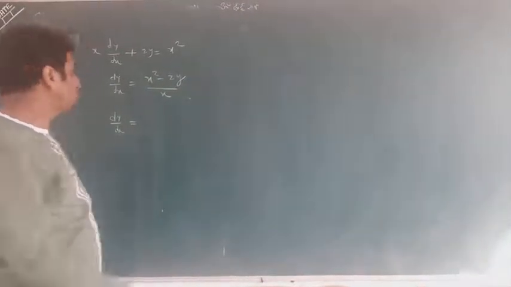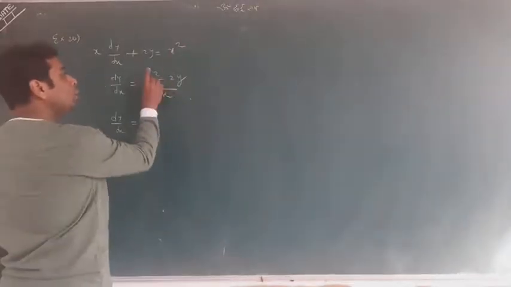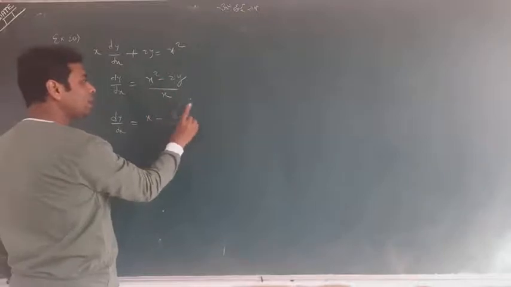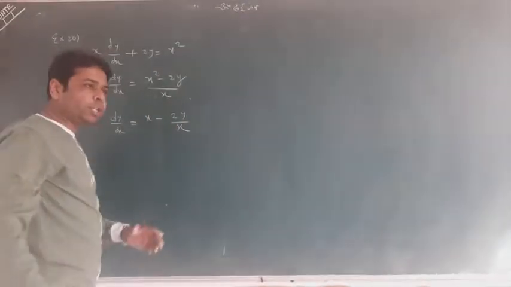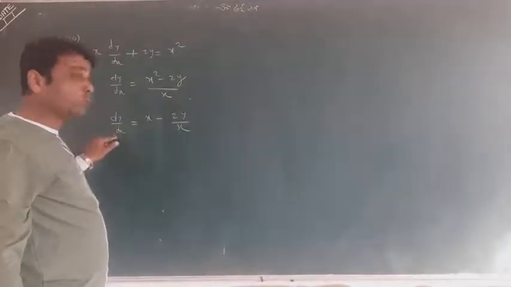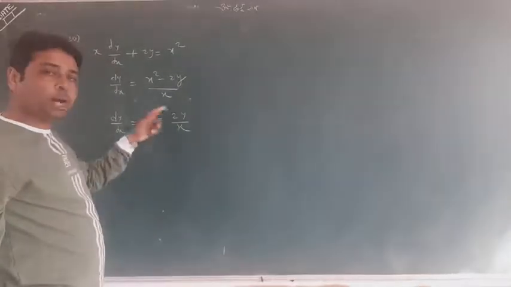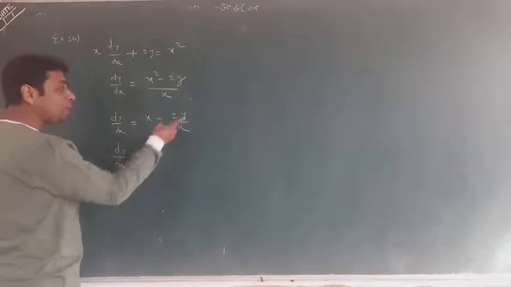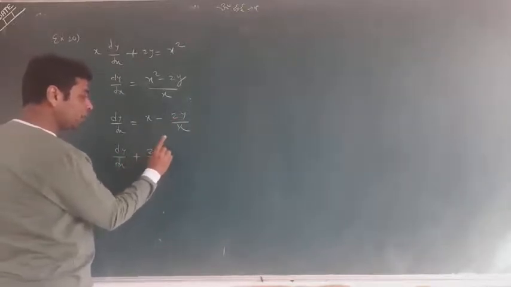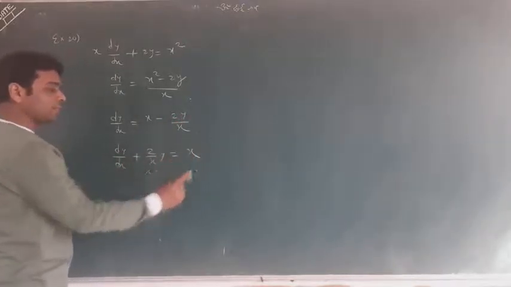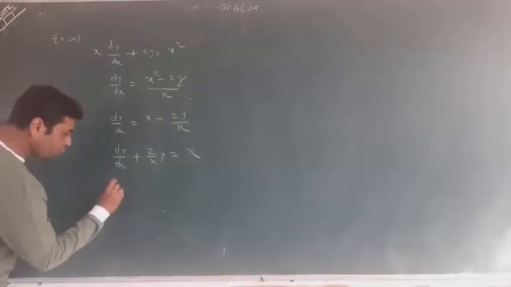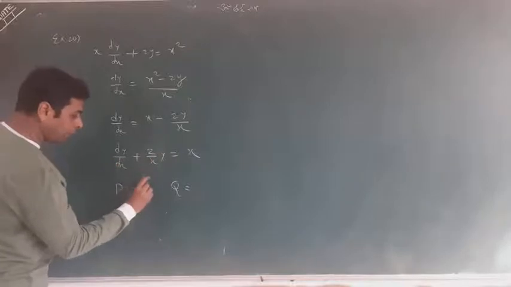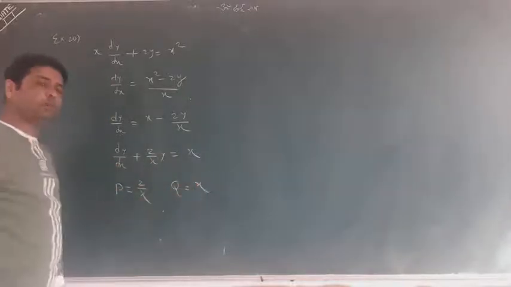So we will arrange. How to arrange? We first separate the terms: x square by x is x, and it is 2y by x. Can you see? And what is the type? dy by dx plus py, meaning the term of y should be with the dy by dx. So dy by dx plus 2 by x y equal to only x. Now you can check what p and q are. dy by dx plus py equals q, p meaning 2 by x and q meaning x. You have p and q.